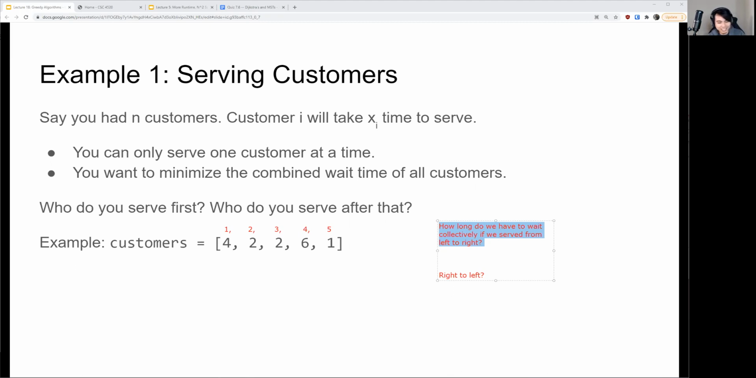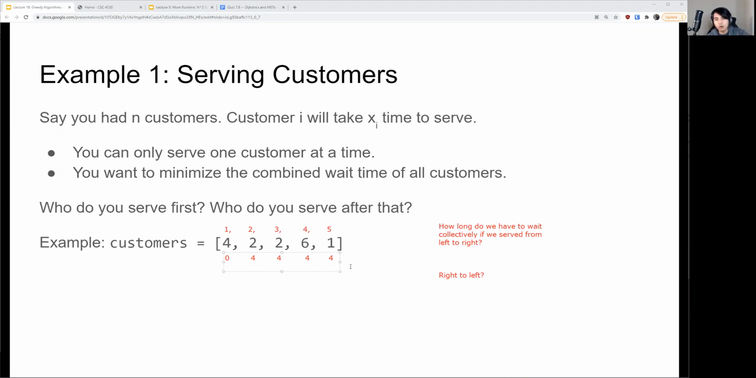Let's go and look at this together. I haven't shown you how to compute this, which is why it's probably kind of confusing. So let's go ahead and figure this out. If we serve the first customer first, we're going to say that first customer waited 0 minutes, but everyone else had to wait 4 minutes, because they had to wait for the first customer to be finished being served.